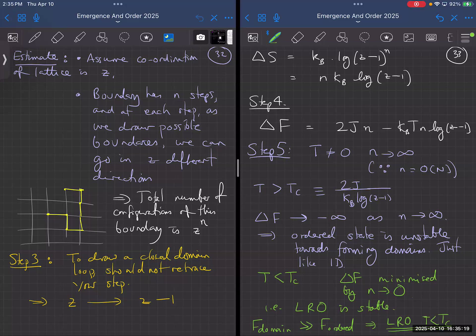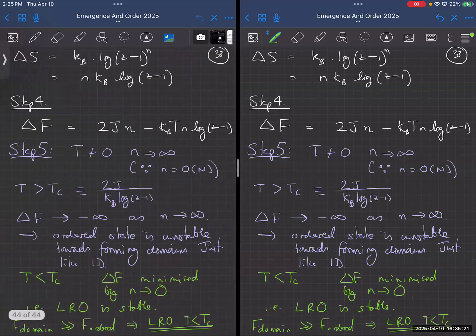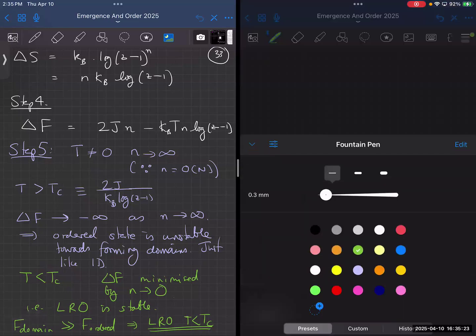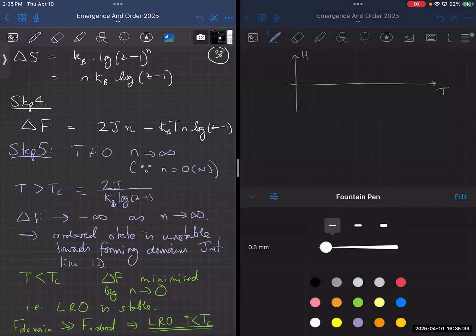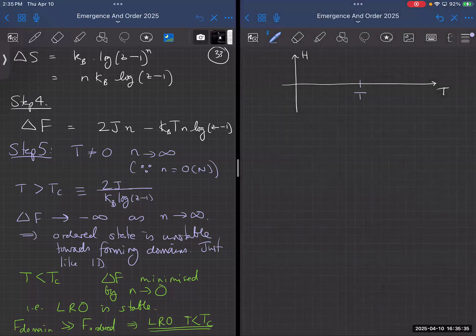So that tells you that our phase diagram for the two-dimensional Ising model is very different. Here's our phase diagram for 2D. So here's temperature, here's external field, and now what I've just shown you is that there's a T_c, which we just estimated in this calculation as 2J over k_B log of (z minus 1).